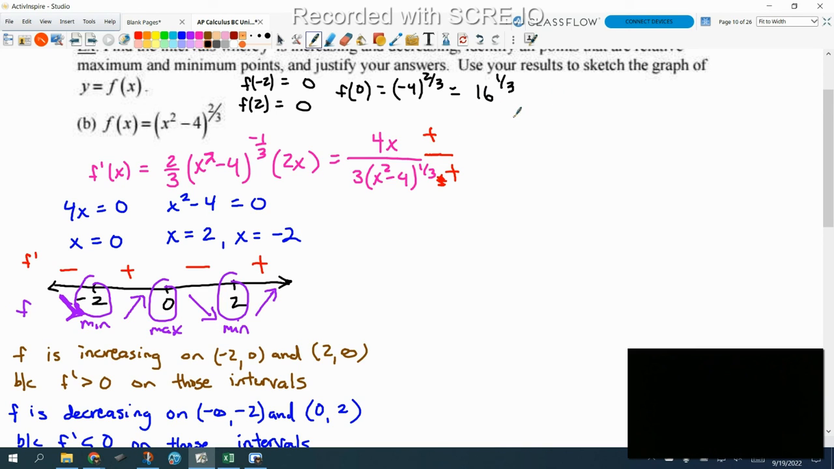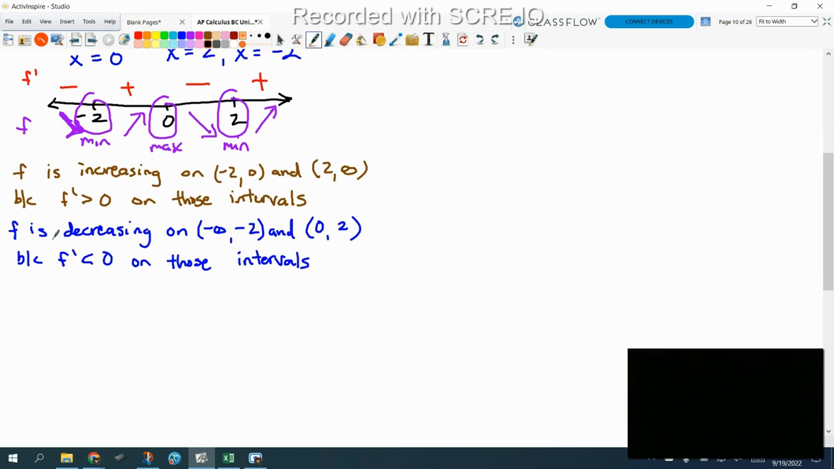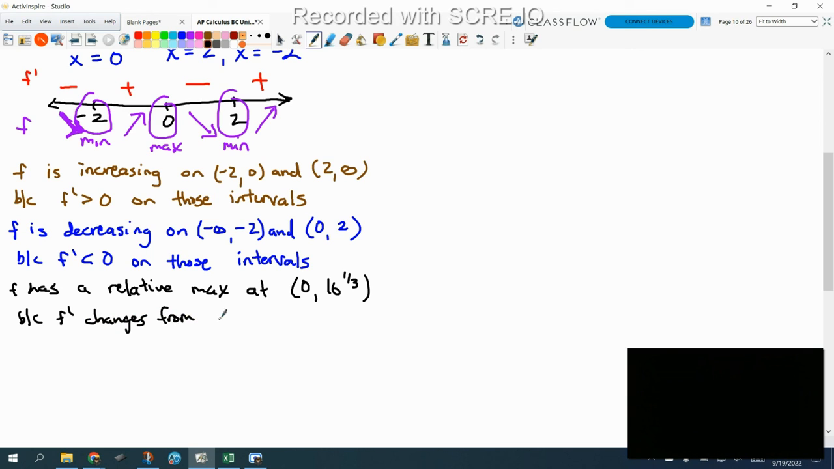16 is not a perfect cube, so we can leave it like that. You can write it in simplified form. Let's just leave it like that. I think that'll be easiest. All right, so f has a relative max at 0, 16 to the 1/3 power, because f prime changes from positive to negative at that point.